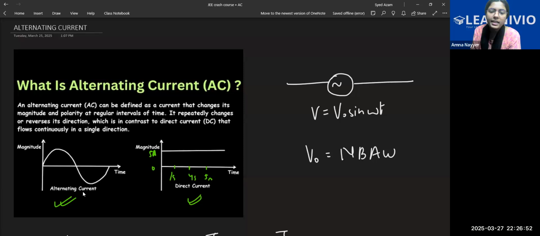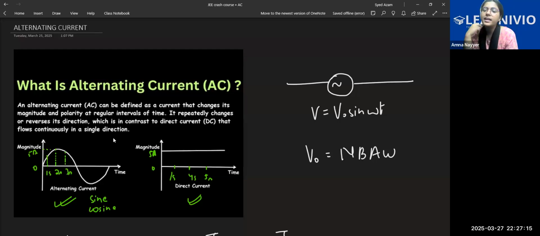In alternating current, the equations are in the form of sine or cosine, sinusoidal waves, where current is changing with respect to time. This is 0. Let's say this is the maximum value, 5 amperes. If you see at 1 second, the value is different. At, let's say, 2 seconds, value is different. At 3 seconds, value is different.